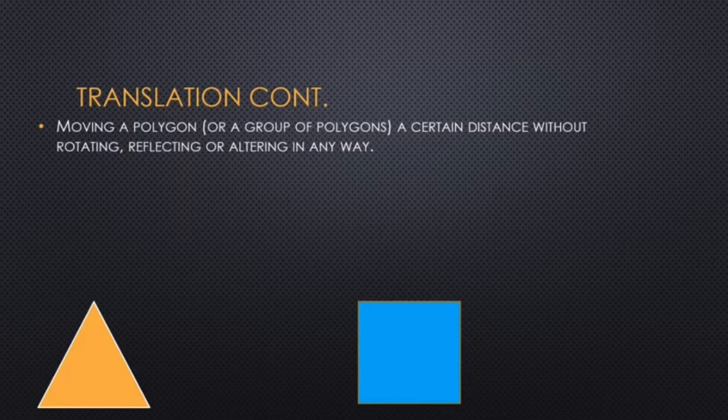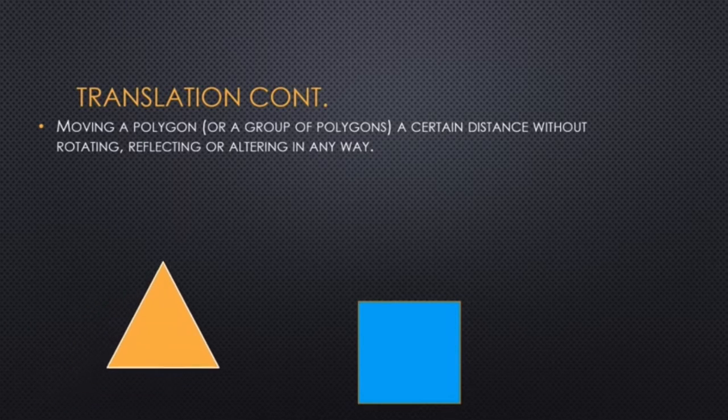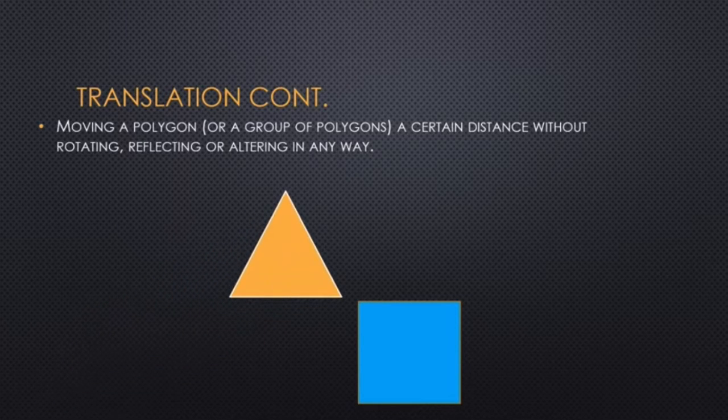One of the definitions that the textbook gives us, and it's a really good one, is the idea that we're moving a polygon or a group of polygons a certain distance without rotating, reflecting, or altering. And that's the key thing: when we're moving them, we're not rotating and then moving. They have to stay in the exact orientation they were. So for example, if we move this triangle, just like that, you can see it didn't rotate or reflect or anything. It just simply moved from where it was to where it is now.